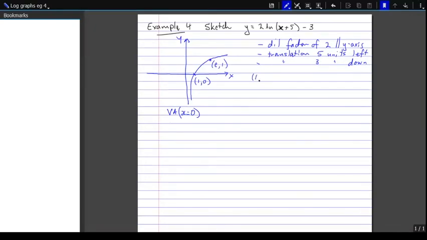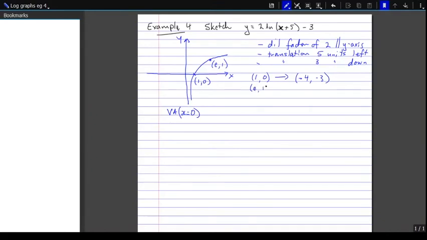If we were to think about how these points are going to move, our (1, 0) point, the dilation factor of 2 is not going to change anything because 0 times 2 is 0, but we are going to have a change because of the translations. So 1 minus 5 will give us -4, and then 0 minus 3 to give -3. So that's a point that will lie on the curve.